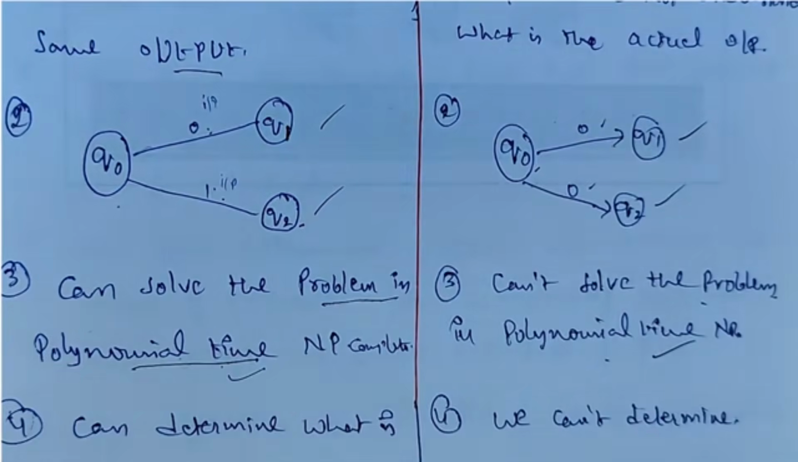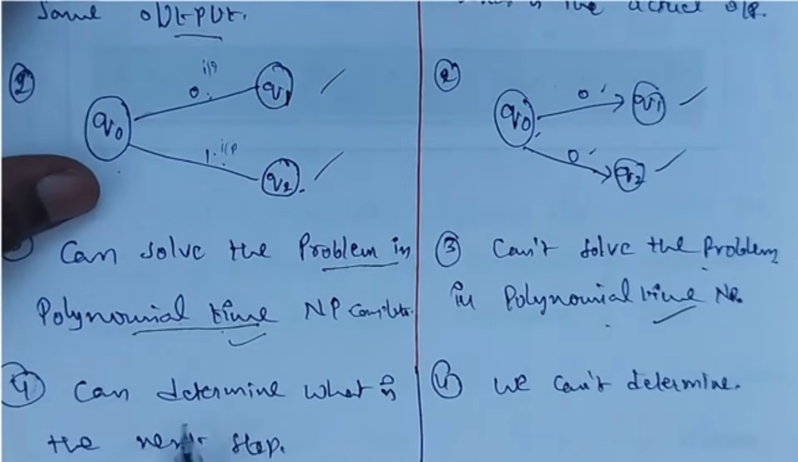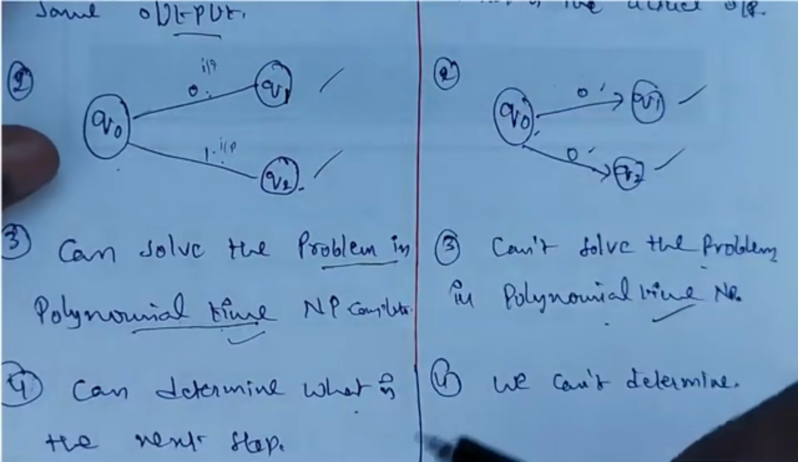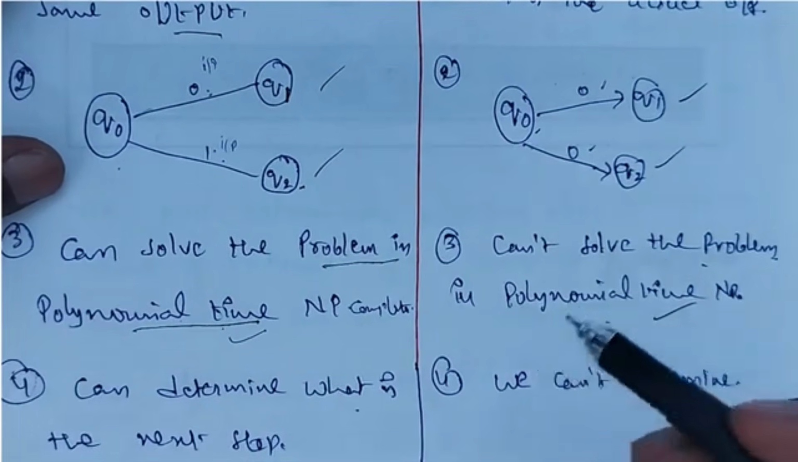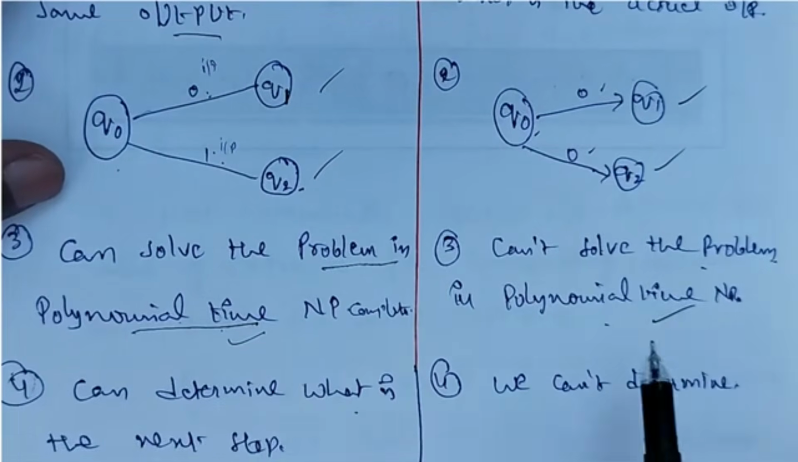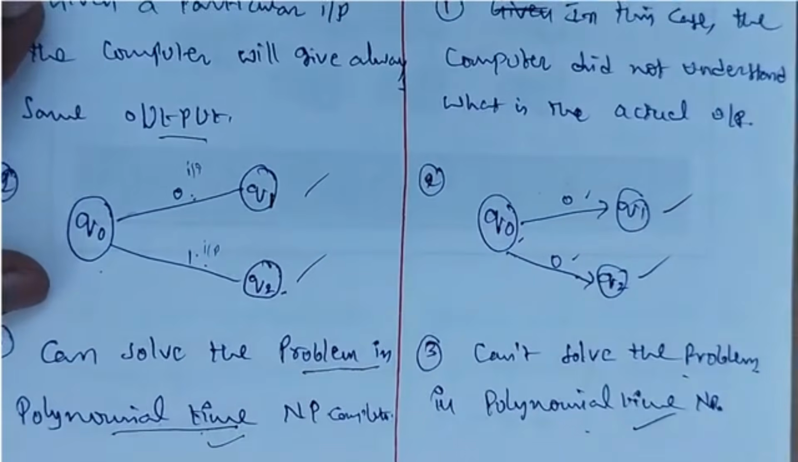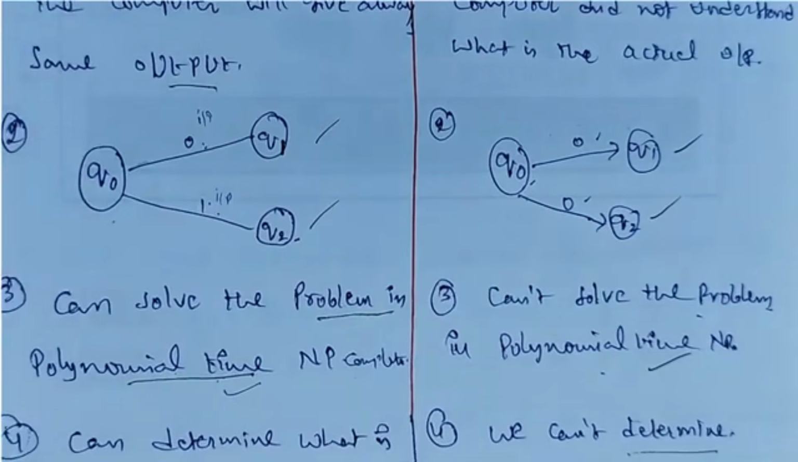Next, the last point: can we determine the next step? In a deterministic algorithm, we can determine the next upcoming step. And what about a non-deterministic algorithm? We can't determine the next step. This is about the differences between deterministic and non-deterministic algorithms.